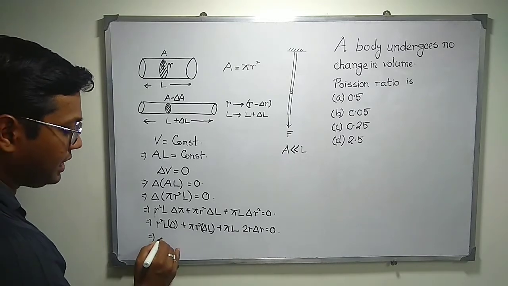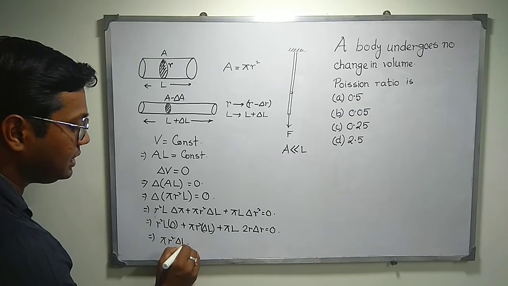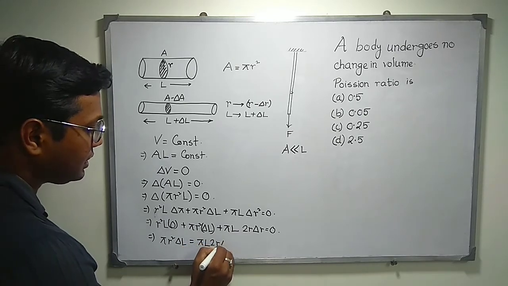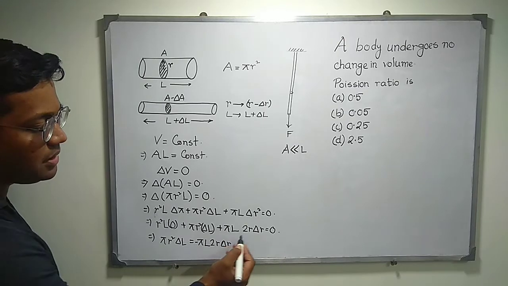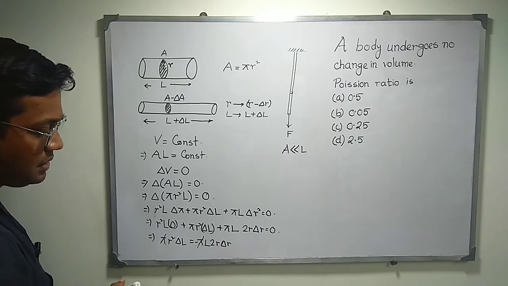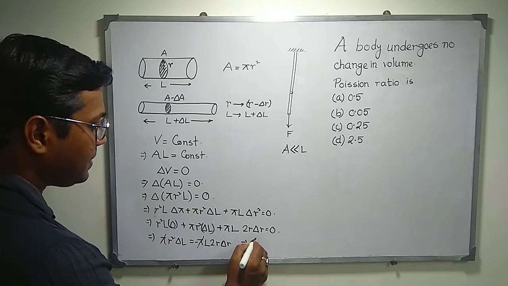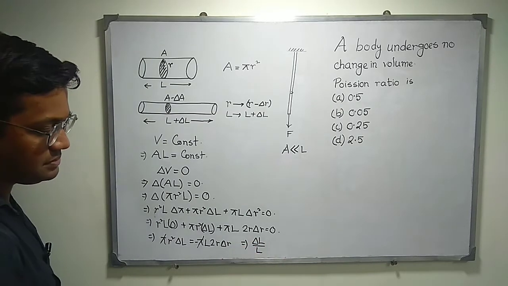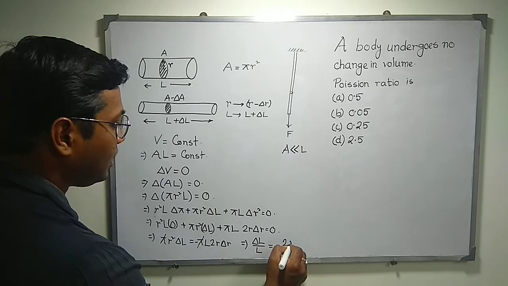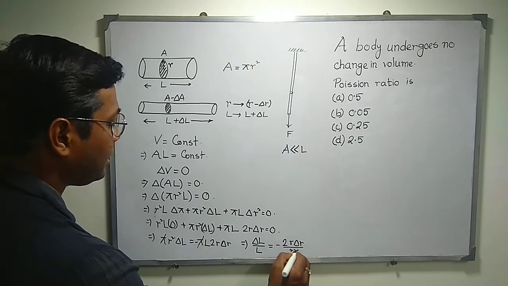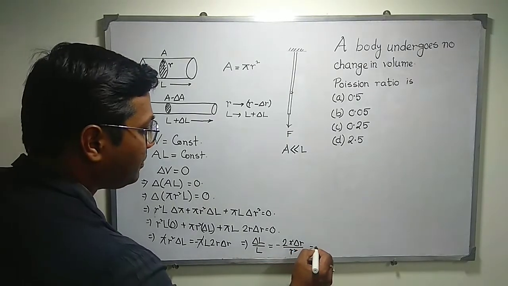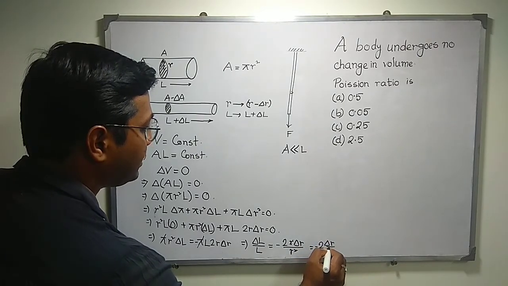So I can take it on the other side, that is pi r square del L is equal to pi into capital L 2r del r with a negative sign, because I am taking this on the right hand side. This pi and this pi cancel out. Now in this expression, if I make del L divided by L equal to minus of 2 r del r divided by r square, then this r cancels out. So this will become minus of 2 multiplied by del r by r.